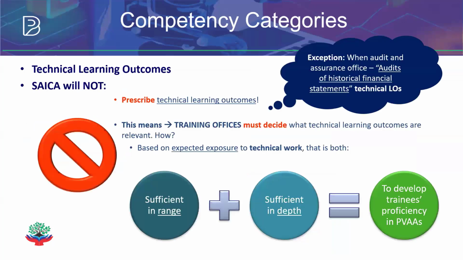So what are the compulsory of the 265? These are the ones that are, if you are an audit and assurance training office, meaning you offer audit work and you're registered with IRBA as a training office, then the category of technical learning outcomes called audit of historical financial statements, those become compulsory.